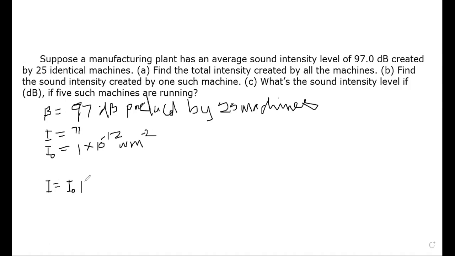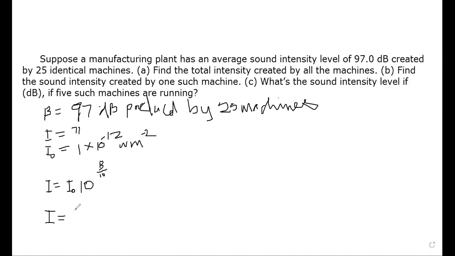I naught times 10 to power beta all over 10. So all we need to do is just to substitute directly into this expression.